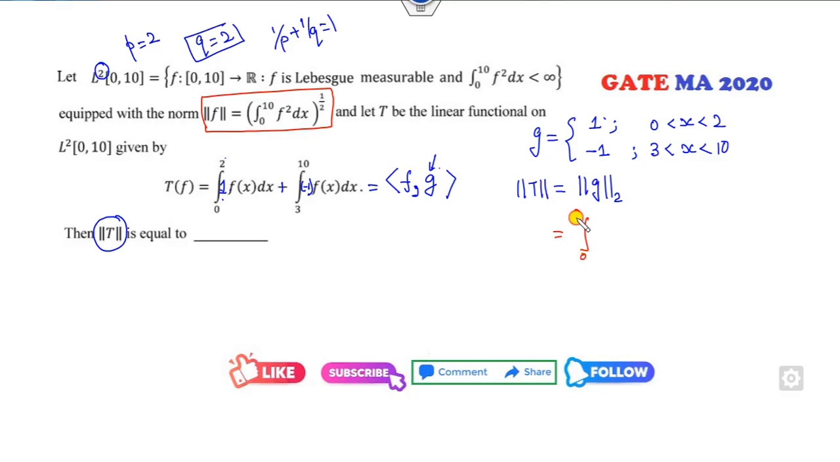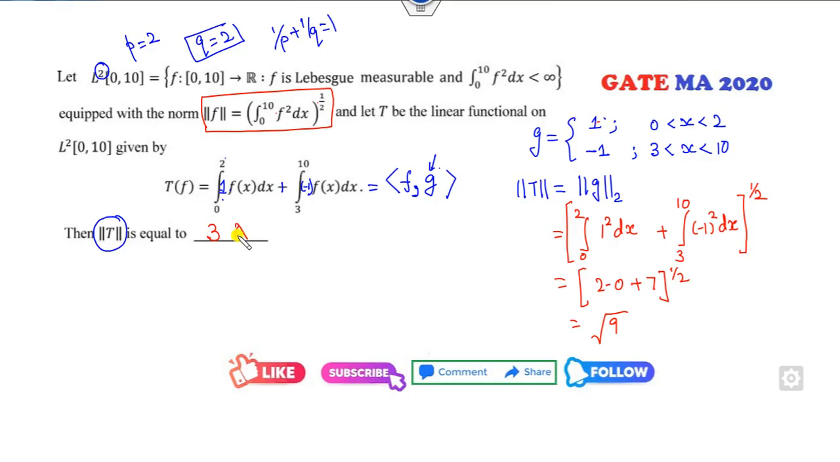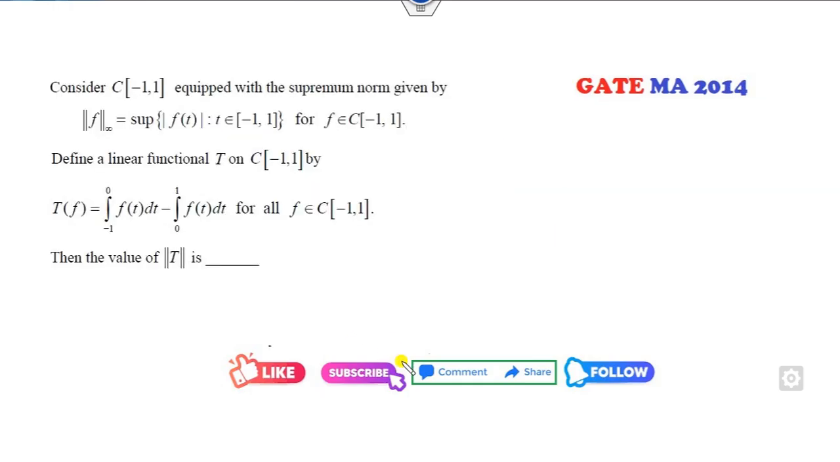So I can apply this definition. It is from 0 to 2 plus 3 to 10. So what is that? F is like g, so it is 1 square into dx, and minus 1 square into dx, and it is to the power half. So what is the answer? It's 2, of here 7, so 7 plus 2, 9. Root of 9 is 3, which is my required answer. Only remember this shortcut trick, you can solve any of the norm in a simple manner.